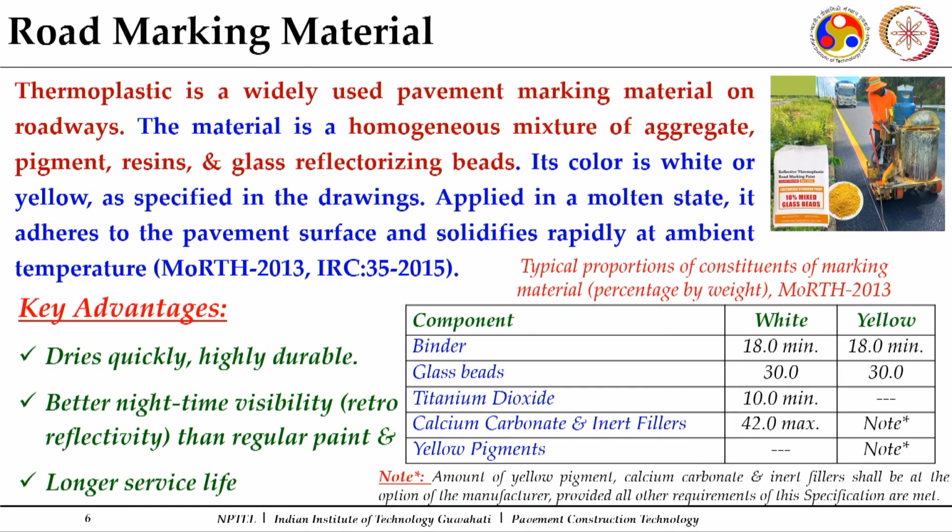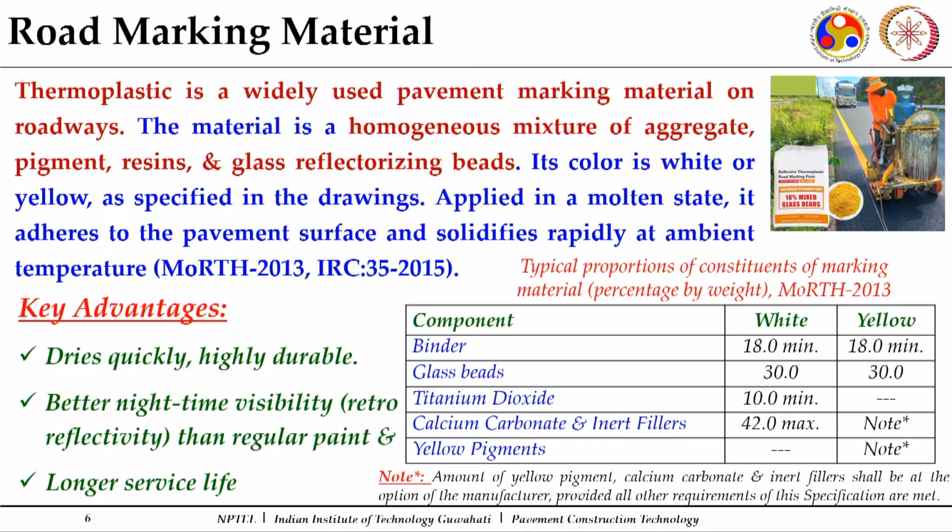We will discuss them. So, the first one, which is the most widely used, the thermoplastic compound, is a widely used pavement marking material on roadways. The material is homogeneous, and it consists of a homogeneous mixture of aggregate, pigment, resin and glass reflectorizing beads. Its color is white or yellow. These are the two most common colors as specified in the drawings and definitely in your contract document also. When it is applied on the carriageway surface, it is in molten state.